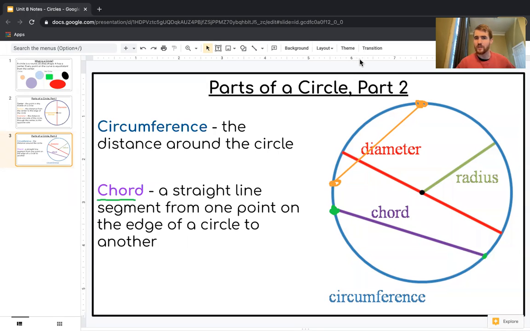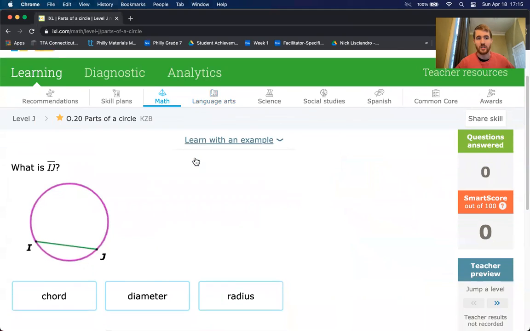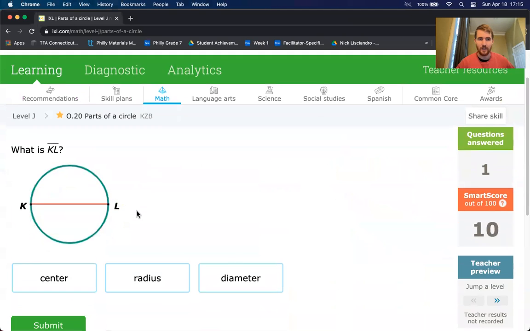All right, so now that you've seen this video, you're going to start on the homework. The homework corresponding to this video is to do this assignment in IXL. It's parts of a circle. And it's just asking you to identify the parts that you see. So this first one shows you from point I to point J, that is a chord. So you press submit, that's right, nice job.